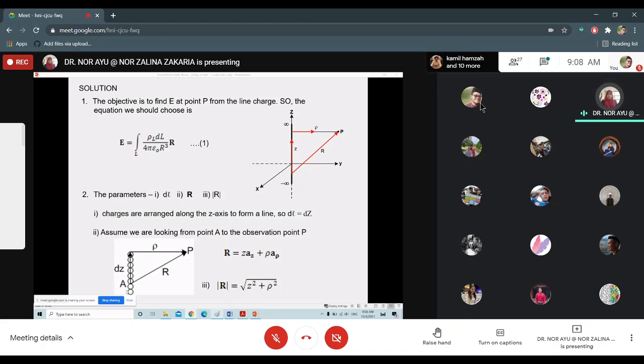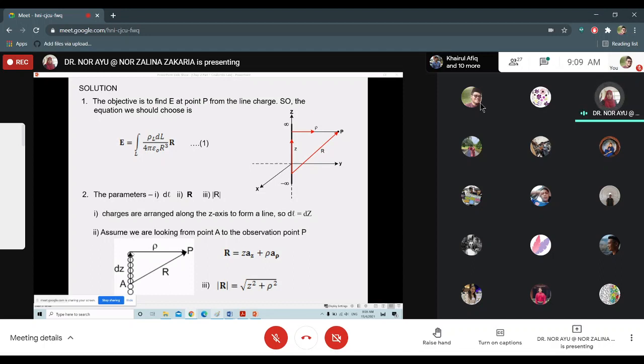Ataupun the value over here and the value over here. So in this case, we have Z and rho. Okay, so yang kat sini dia just tulis DZ. So jangan letak DZ, that will make you confused. Okay, so just Z sahaja. Okay, so your R will be, this line over here is the value of Z.